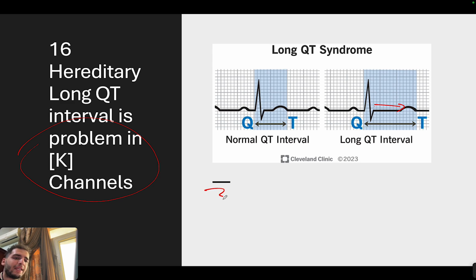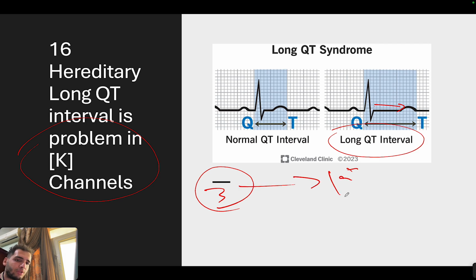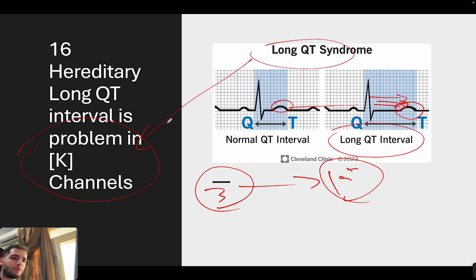We know that type 3 antiarrhythmic drugs can also cause prolongation of this QT interval, and the type 3 drugs usually inhibit the potassium channels too, right? The reason for that is that they will delay repolarization. So repolarization will come later, and we know that this T wave here is repolarization. So when it comes later, it will prolong this interval between the Q and the T. So it makes sense that a long QT interval will happen from a problem in potassium channels.